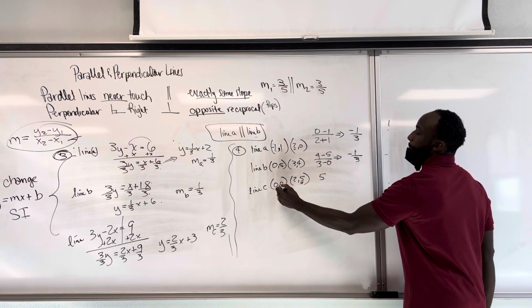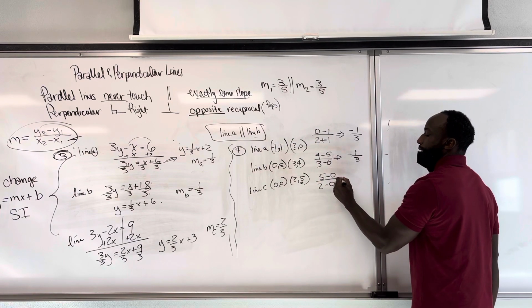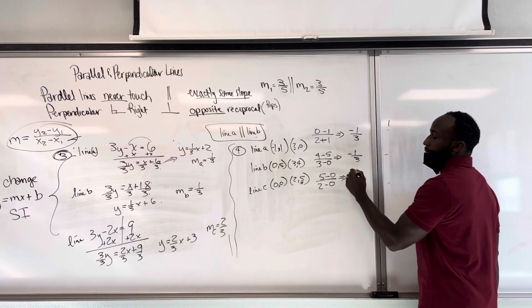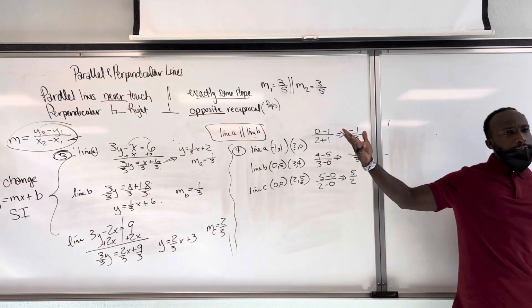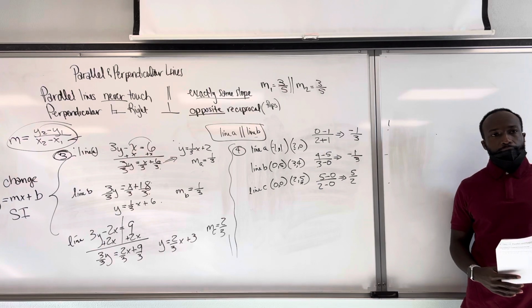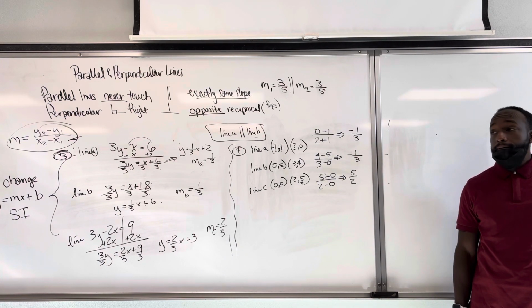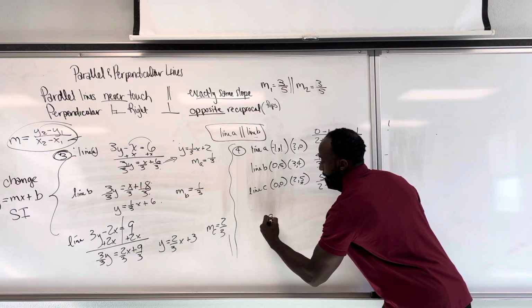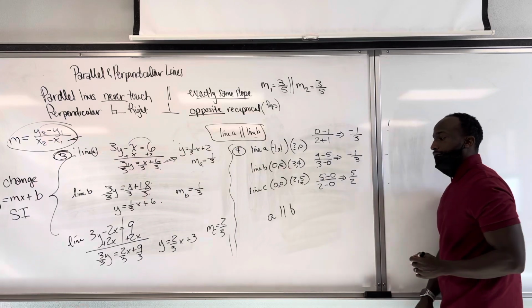The last one, y2 minus y1 over x2 minus x1. You're going to end up with 5 over 2. What can we conclude about these 3 lines? One's parallel. Which ones are parallel? A and B. Right. Line A is parallel to line B. Good.